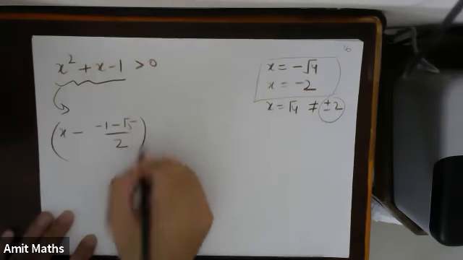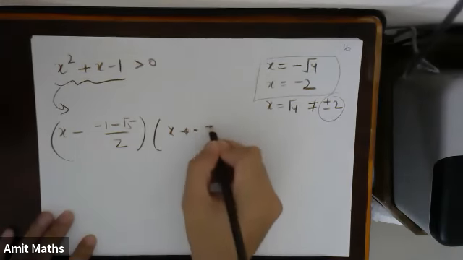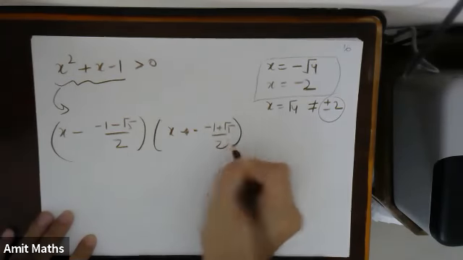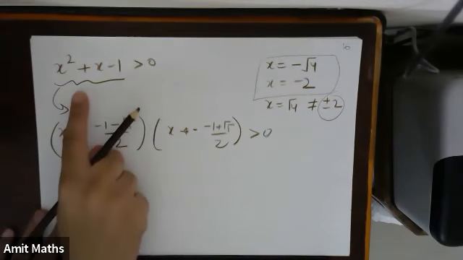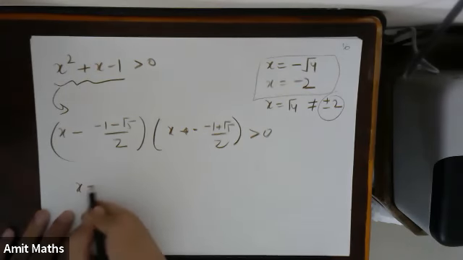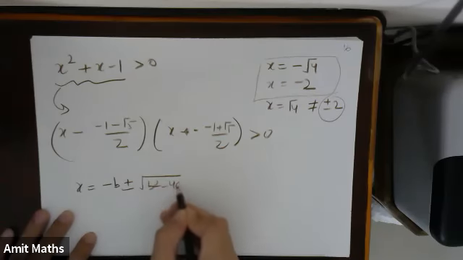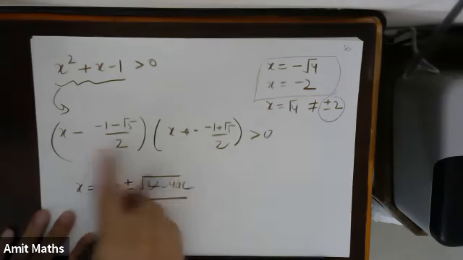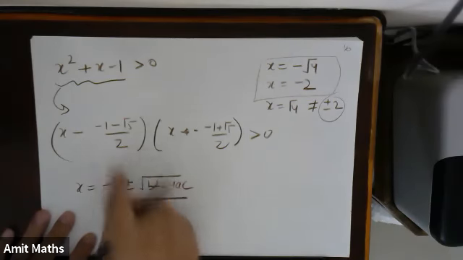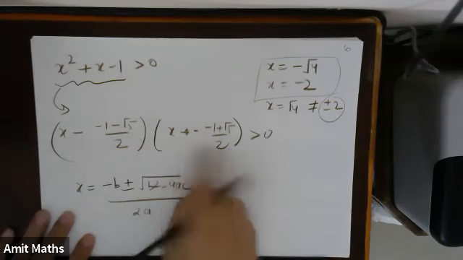So if I factorize this, I will get x minus (1 minus root 5)/2, into x minus (1 plus root 5)/2, should be greater than 0. How did I get this? You can find the roots of this quadratic expression using the formula x is equal to minus b plus minus under root b square minus 4ac by 2a. You can find the two roots, and then write the factors from these two roots. So this is x minus the first root into x minus the second root.